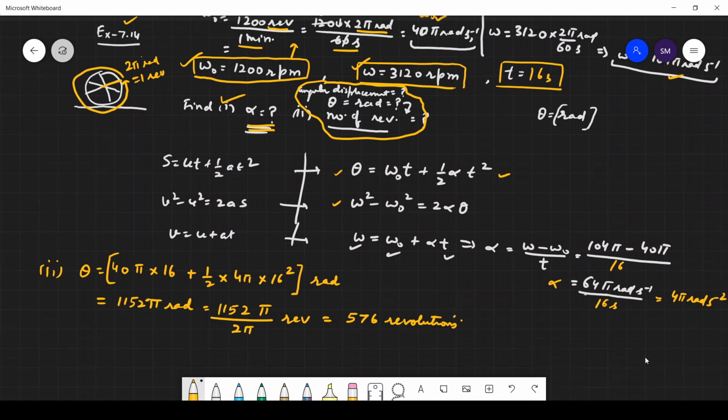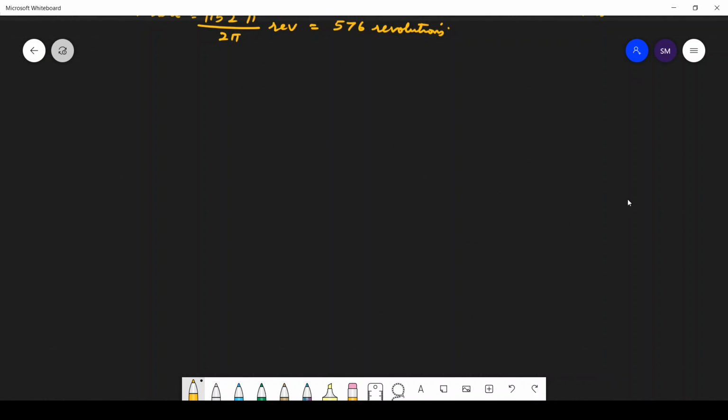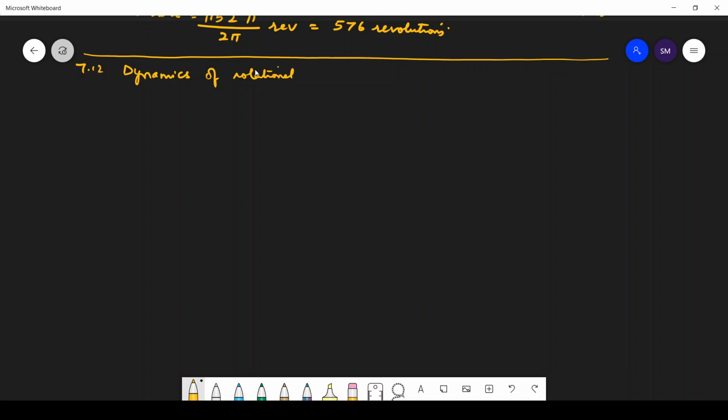Now let us do the next topic, which is 7.12, dynamics of rotational motion. In kinematics we study the equations of motion, and in dynamics we study what causes motion. So what causes rotational motion? It is the torque that causes rotational motion.